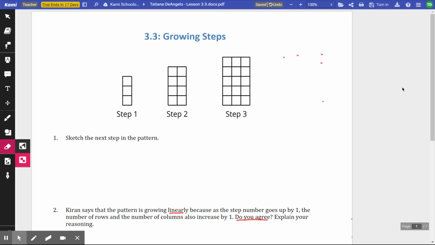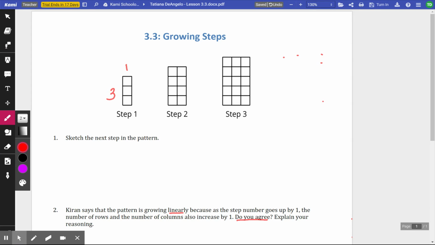All right, so now we're going to go over lesson 3.3, growing steps. At this point, you should have submitted what you thought the correct answers were. It says sketch the next step in the pattern. Well, I can't do that until I establish a pattern. So I see that this is a 3 by 1 set of squares.